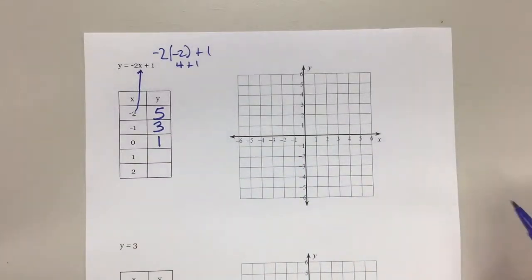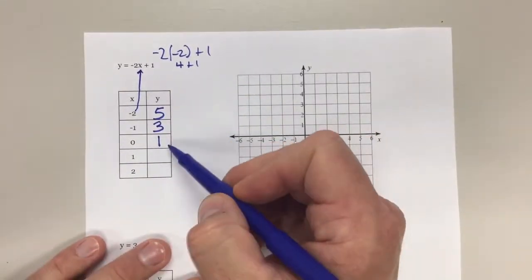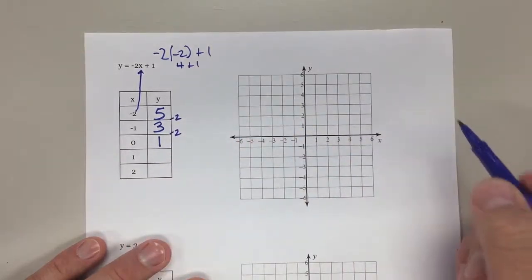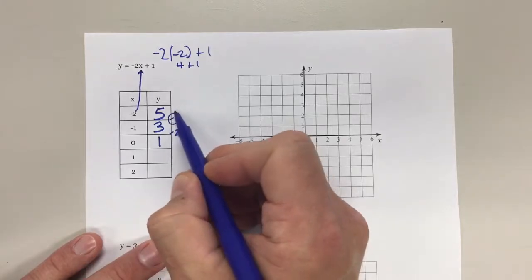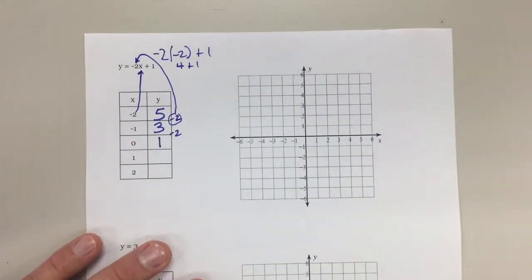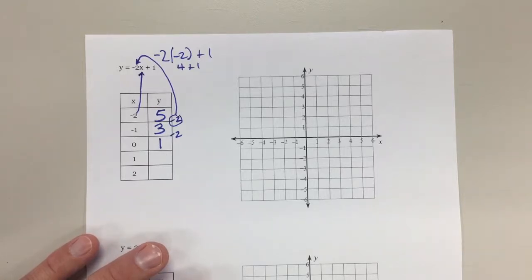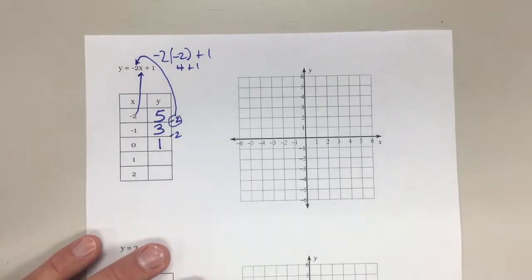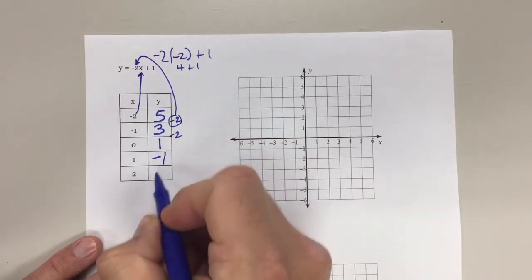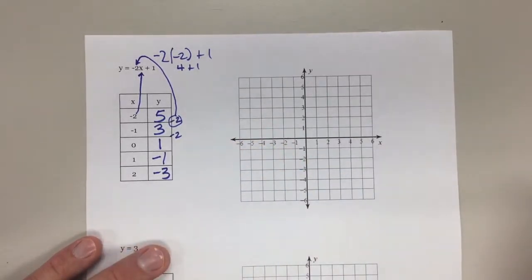And now if you look at the pattern, my table is going 5, 3, 1. We're subtracting 2 every time. And that makes sense because there's a negative 2 next to the x. That negative 2 determines the change, how much y is going to change every time. So it's changing by minus 2. So 1 minus 2 would be negative 1, negative 3 if I want to continue the pattern.